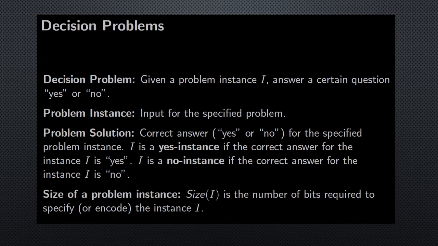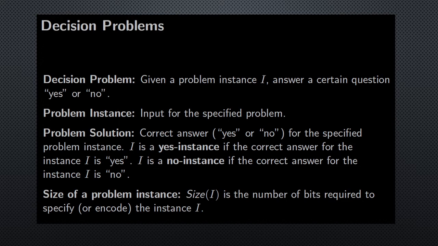So this is an instance of a decision problem, and a solution to a decision problem is the correct answer, yes or no, for the specified problem instance, because every particular input has a correct answer, yes or no, if this is a decision problem we're trying to solve. Those inputs for which the correct answer is yes, we call yes inputs or yes instances. And the inputs for which the correct answer is no, we call no instances or no inputs.